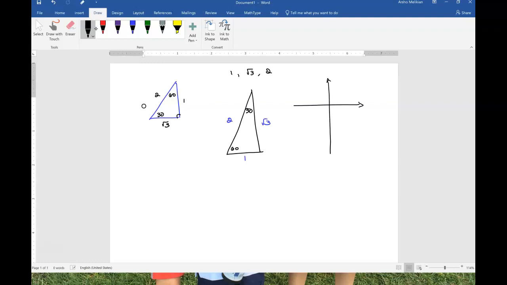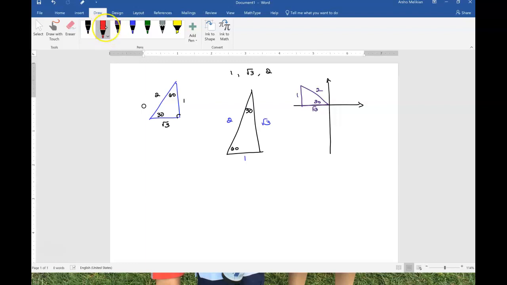So now, suppose you do have the X and Y axis like this. What if your triangle looks like this, and you have 30 degrees here? So is the vertical side here the 1 or the root 3? The 1. What about the horizontal? Root 3. And this will be a 2.